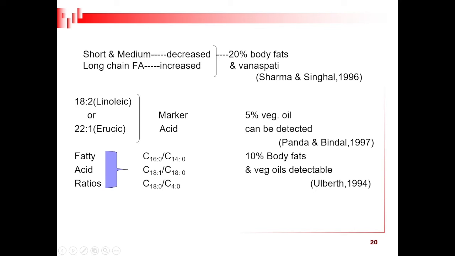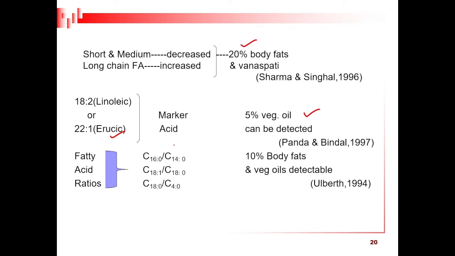Say if the short chain and medium chain fatty acids decrease, if we are adding body fats and vanaspati, then a 20% level is detectable. Some marker fatty acids are there, for example erucic acid is there in rapeseed oil. So if this is coming in your fatty acid composition, then obviously it is present, and we can detect it to a level of 5%. Linoleic acid increases.